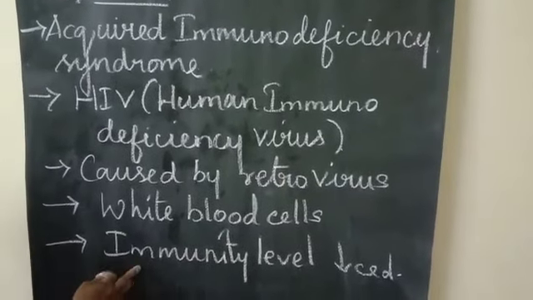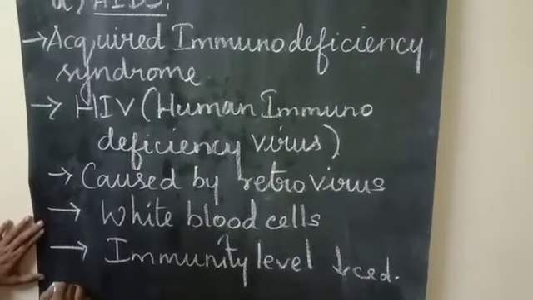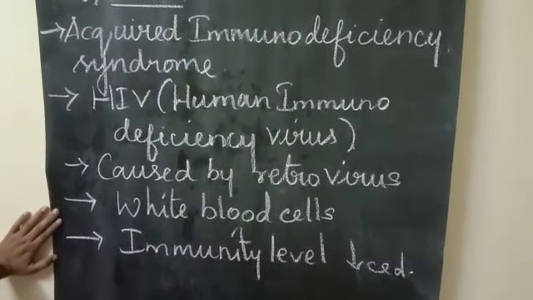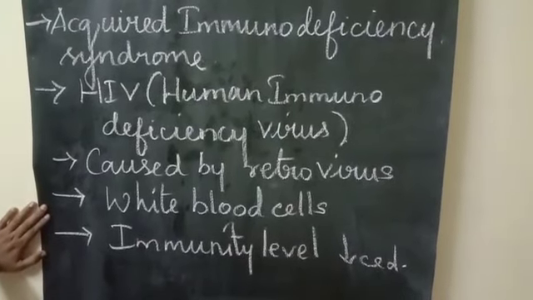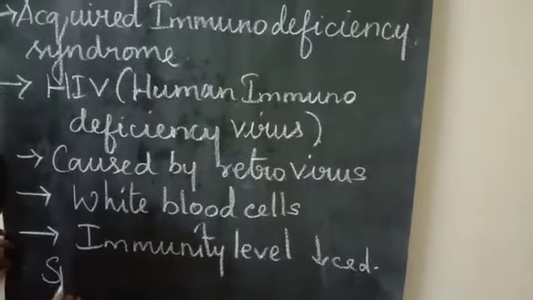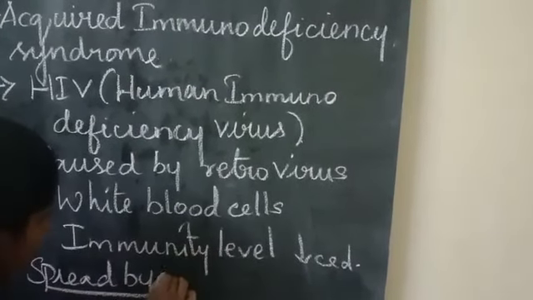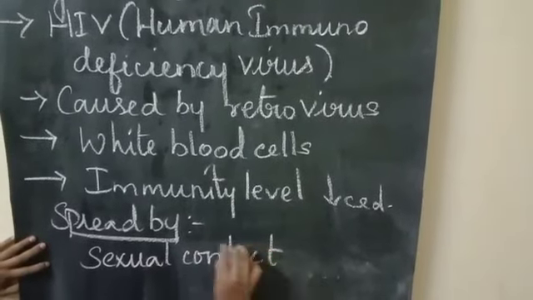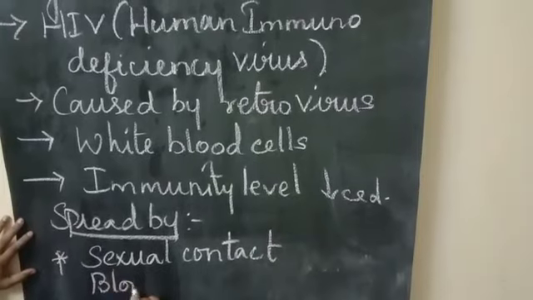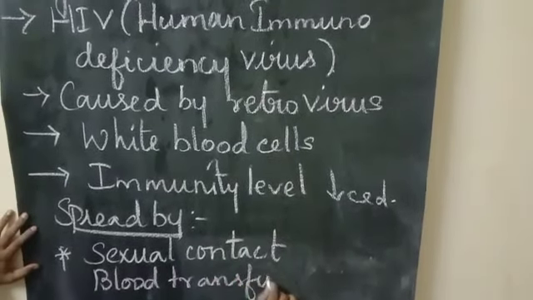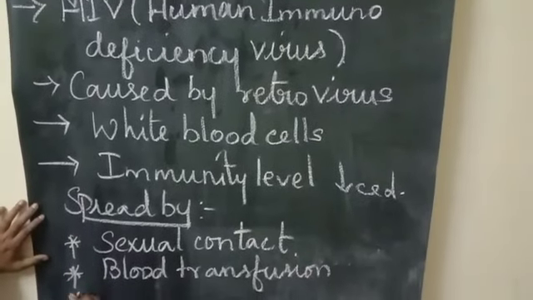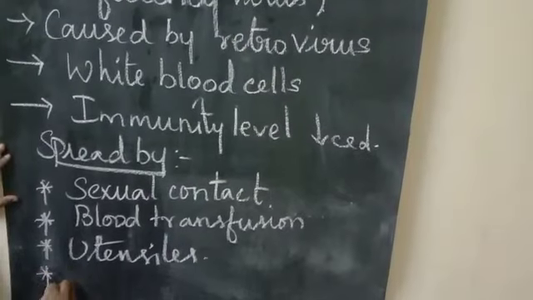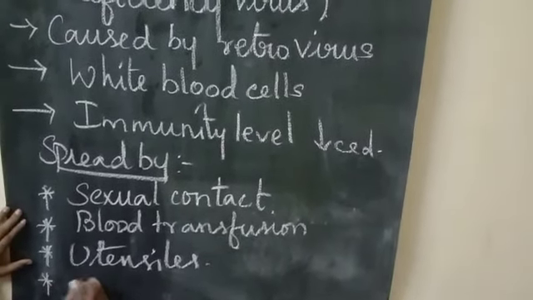And next, let us see how it is transmitted. It is transmitted through sexual contact or through blood transfusion. For example, if a person who is affected by AIDS transfers blood, it can affect the healthy person also. So it spreads by sexual contact, blood transfusion, utensils, and surgical equipments.